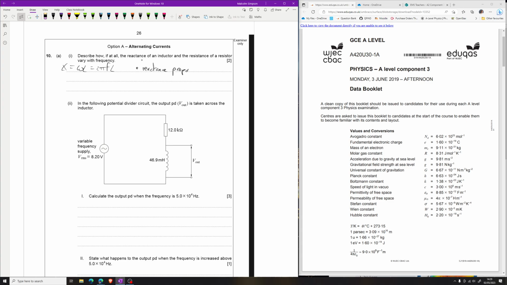Reactance proportional to, or increases with, frequency. Whereas resistance doesn't change. Resistance is independent of frequency.